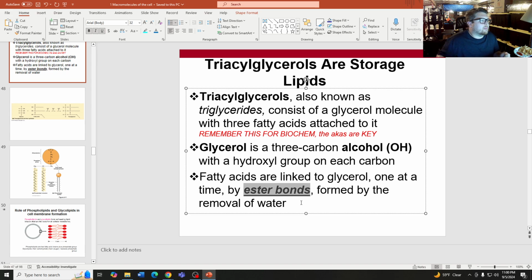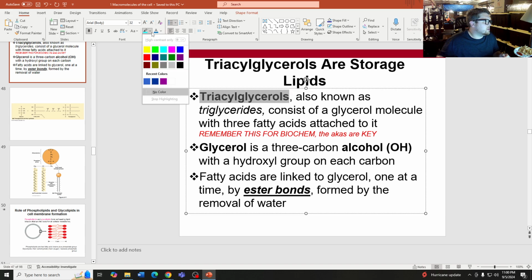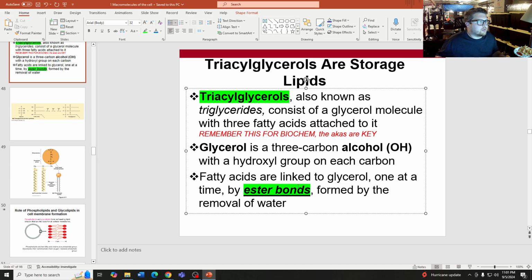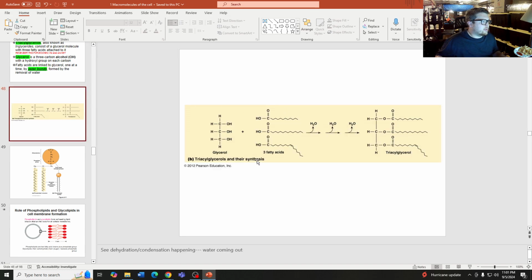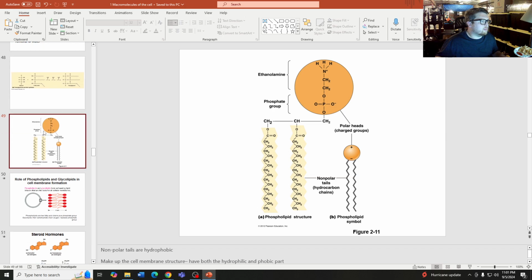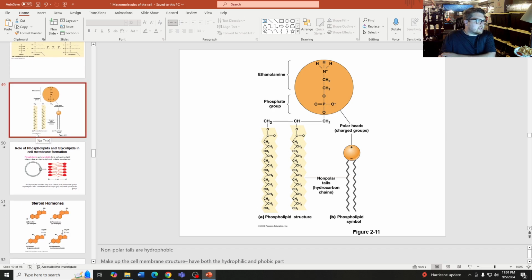We'll want to remember and connect triacylglycerols. Let's do green because it's not offensive to the eyes. Triacylglycerols are connected to ester bonds and glycerol. Okay? Connect those 3 together. There's our triacylglycerol synthesis. Here's even more of that synthesis.